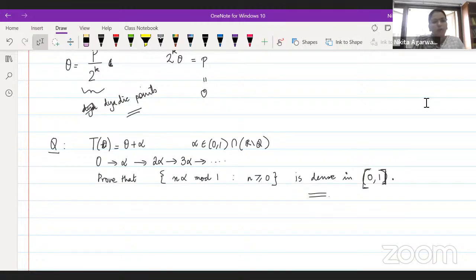Okay. So remember n alpha mod 1 is basically the angle 2 pi n alpha. This is the angle.